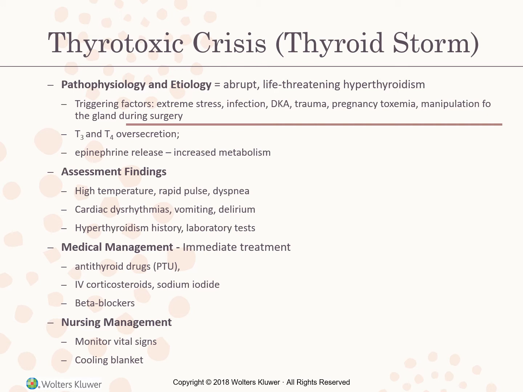So when we assess somebody that might be going through a thyrotoxic crisis, we can find that the temperature may be as high as 106 Fahrenheit or 41 degrees Celsius. We'll find that their pulse rate is rapid and cardiac arrhythmias are common. The patient may experience persistent vomiting, extreme restlessness with delirium, chest pain, and dyspnea.